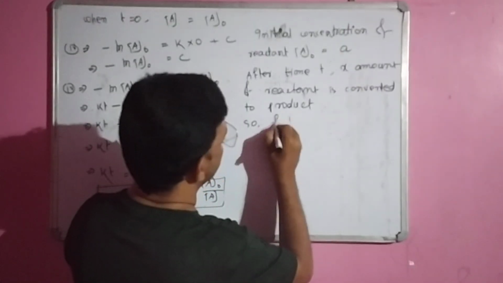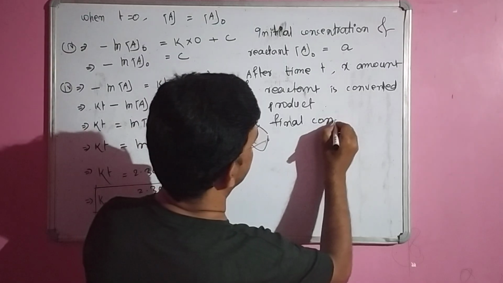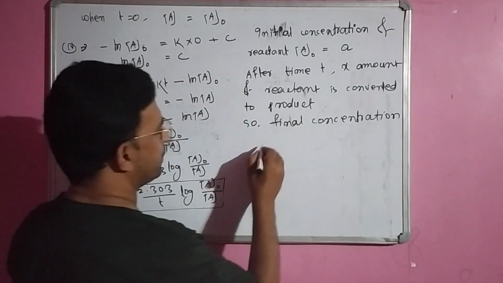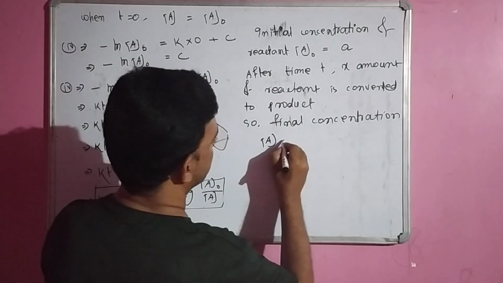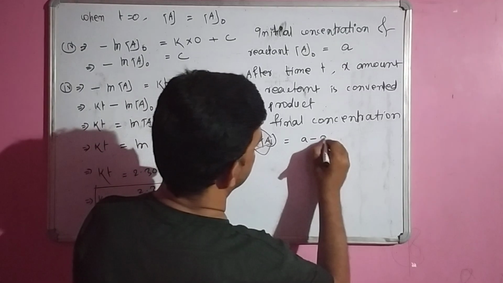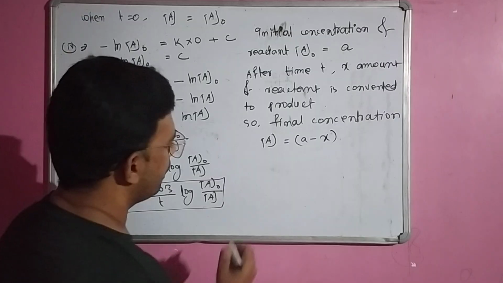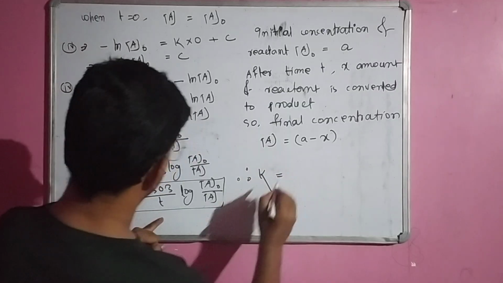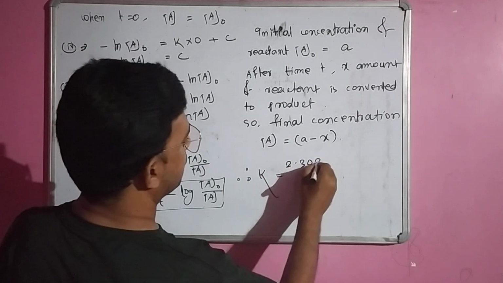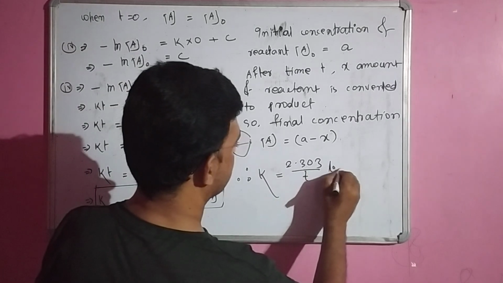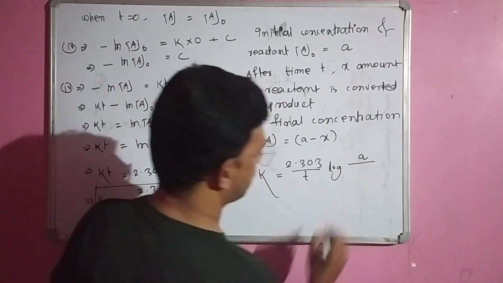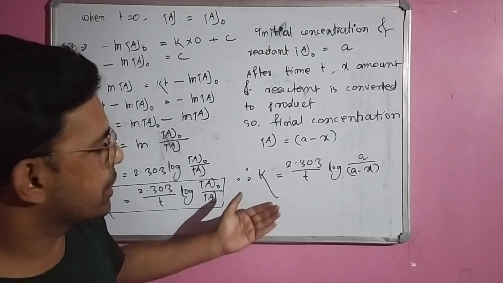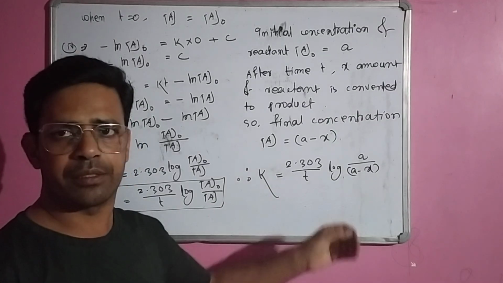So the final concentration will be A minus X, total concentration minus X. Therefore, the rate constant will be 2.303 divided by time log initial concentration divided by initial concentration minus X. This is another equation of rate constant of first order reaction.